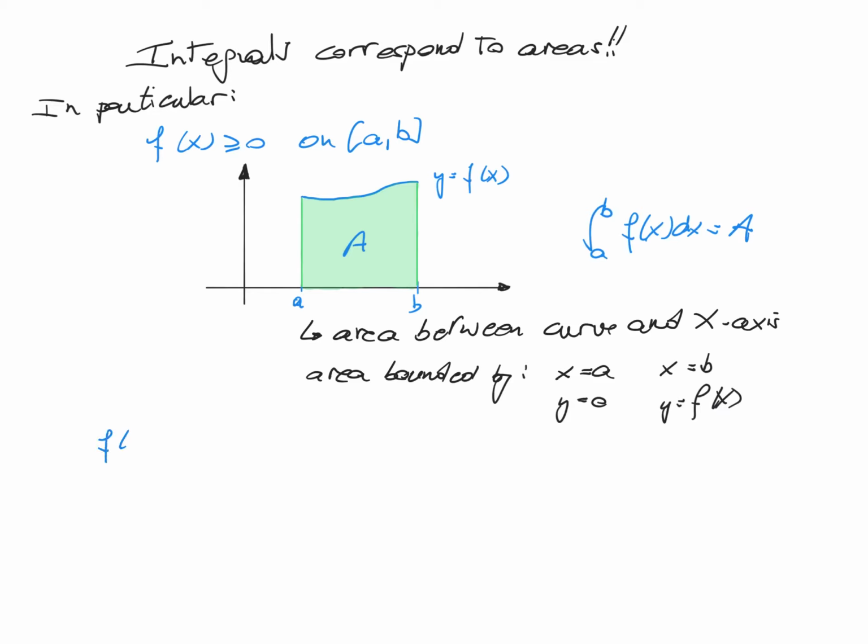If f of x is a negative function, so f of x is smaller than 0 on the interval a b, then we have the following plot.